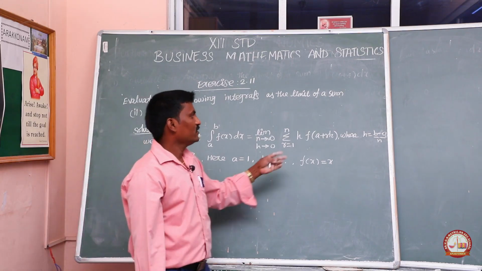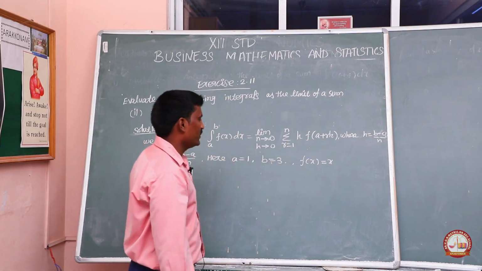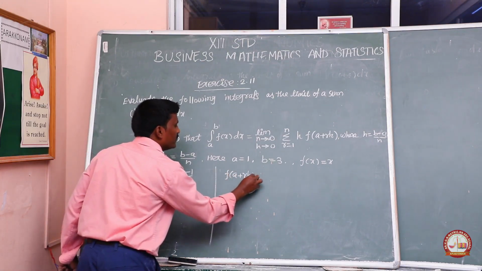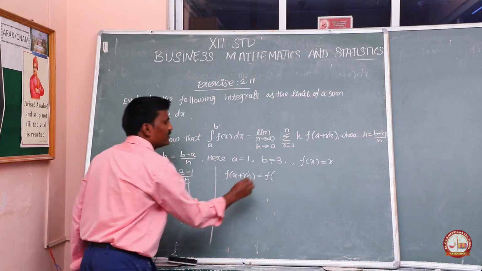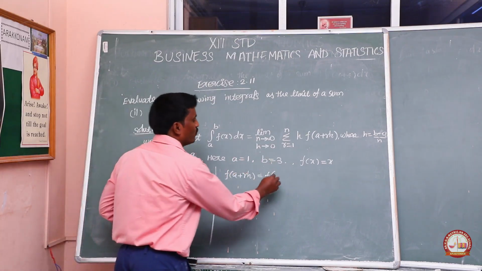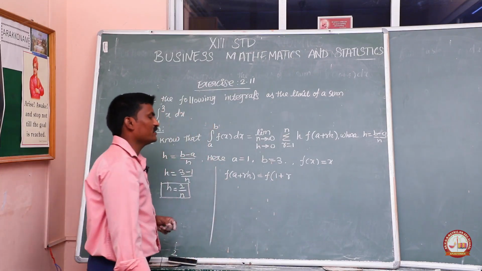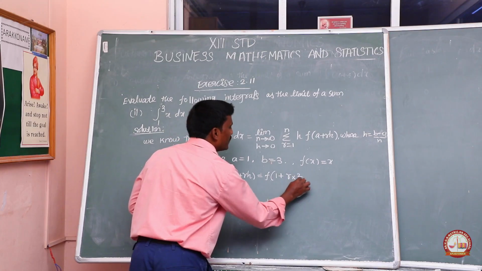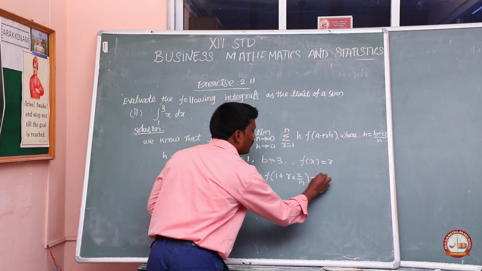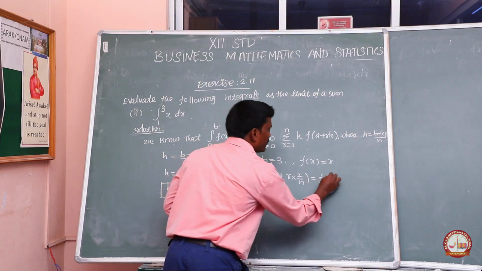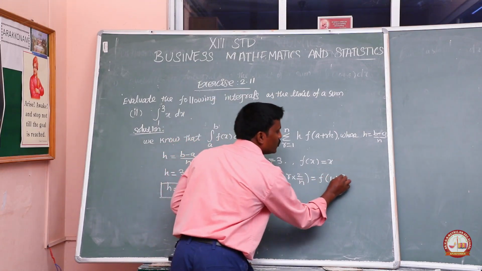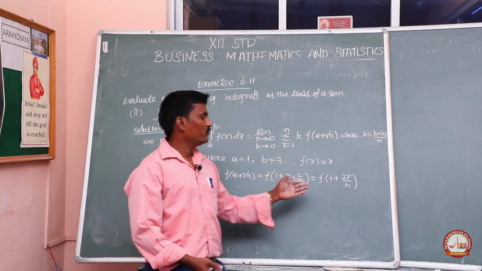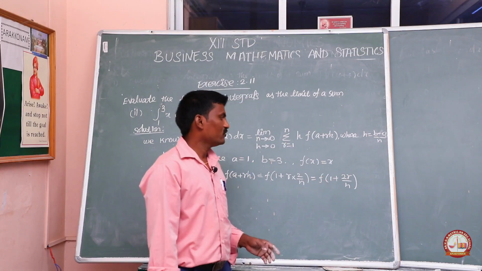Next to find f of a plus rh. f of, here the value of a is 1, 1 plus r into h. Here h equal to 2 by n, into 2 by n, equal to f of 1 plus 2 into r, 2r by n. Next, to find the value of 1 plus 2r by n.